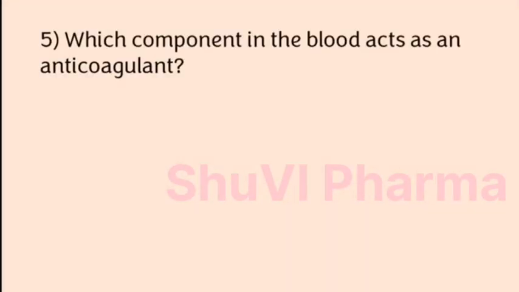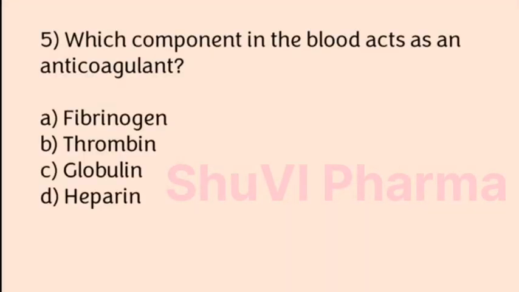Which component in the blood acts as an anticoagulant? Fibrinogen, thrombin, globulin, heparin. The correct answer is option D, heparin.